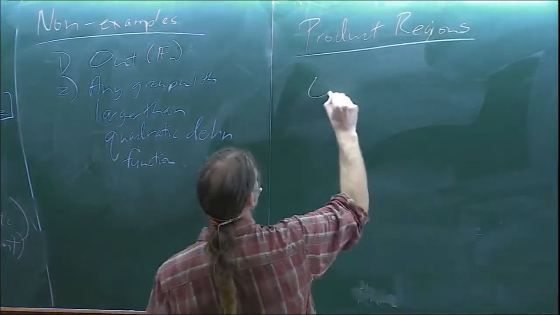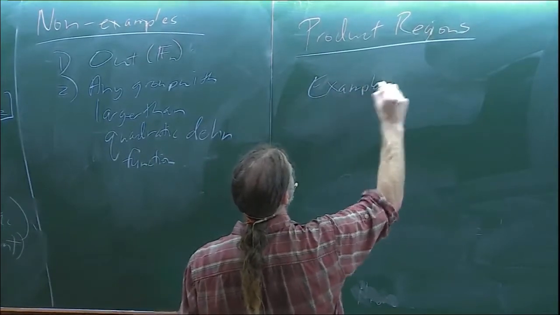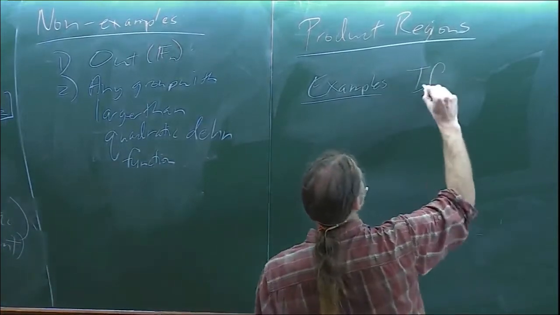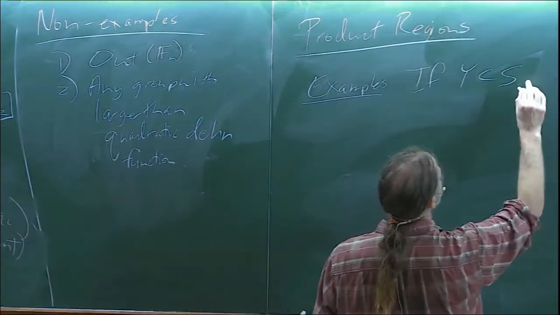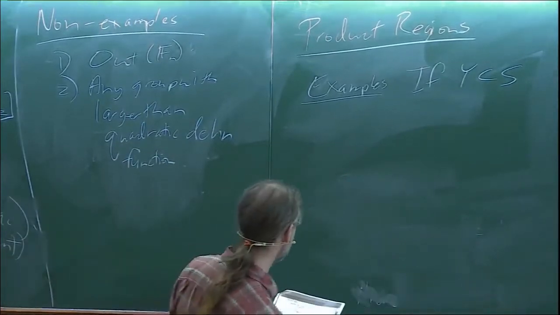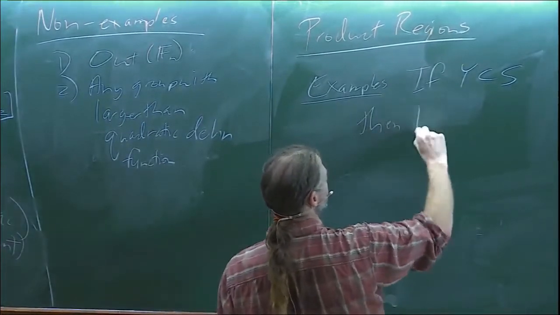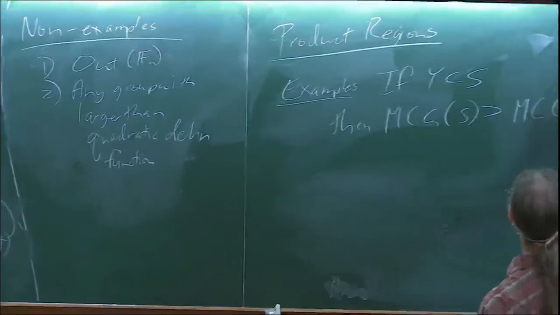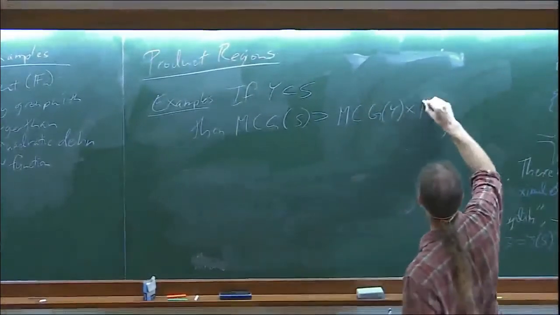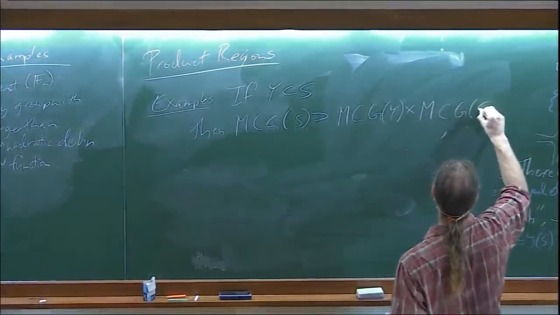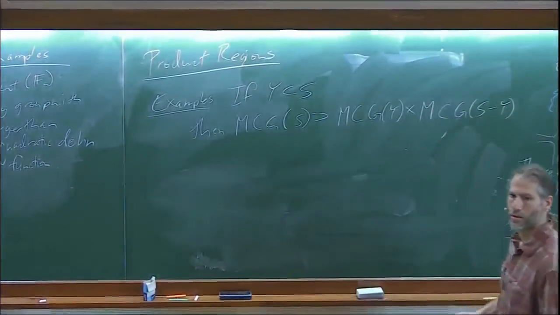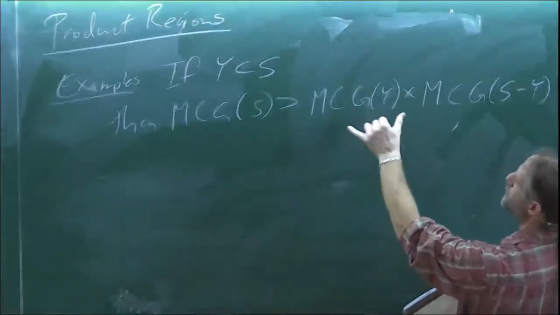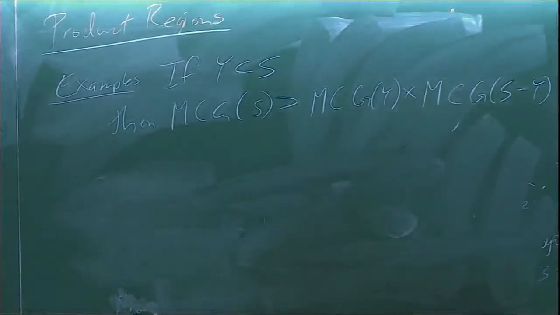So product regions. So here are some examples. Let me just start with examples, and then I'll say what the general setup is. So in the mapping class group case, if Y is a subsurface of S, then the mapping class group of S contains a copy of the mapping class group of Y cross the mapping class group of S minus Y. So at least we get a quasi-isometrically embedded copy of the mapping class group of Y cross the mapping class group of S minus Y.